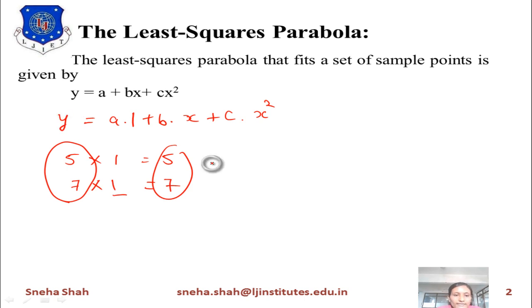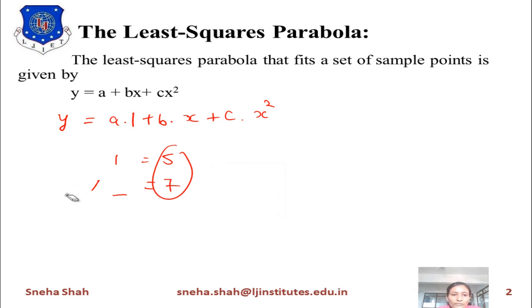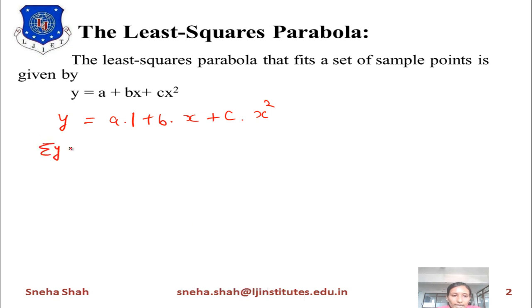Now to find the normal equation, we have to take summation on both sides. On the left hand side we write summation y, and on the right side this becomes a times summation of 1, which equals n, as you already saw in the last session. Now b is a constant, so it stays outside the summation, and summation of x is written like this. c is a constant, so it is outside the summation, and this is summation of x square. So this is equation number 1.